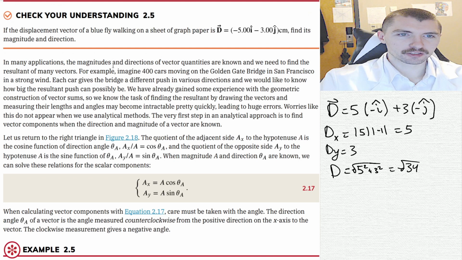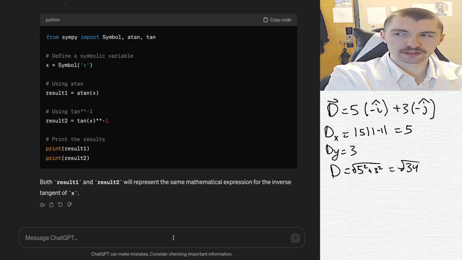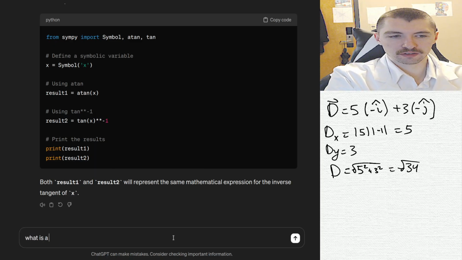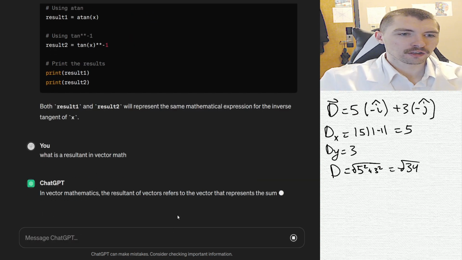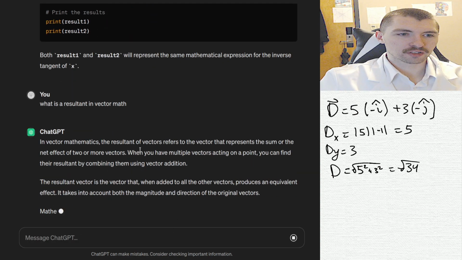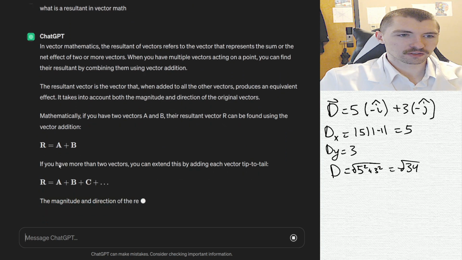In many applications, magnitude and directions are known. We need to find the resultant of many vectors. So what is a resultant? I know the book told me, but let's get a second opinion. What is a resultant in vector math? It's a sum or net effect of vectors.